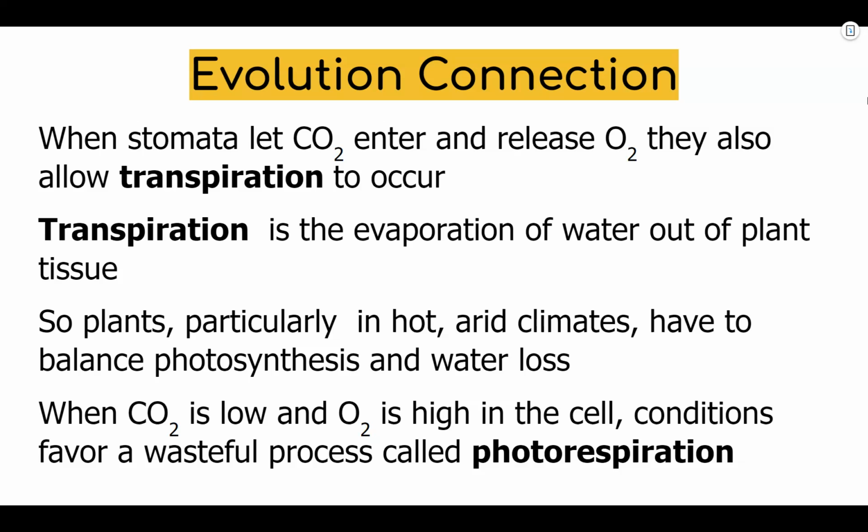So, when carbon dioxide is low, so there's not enough carbon dioxide to feed into the Calvin cycle, and oxygen is high, so oxygen has built up in the cell, our plants will go through a process called photorespiration. And all plants can do this. It's just what plants do; they adapt to avoid doing this.